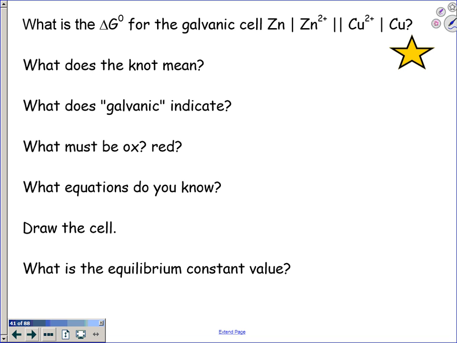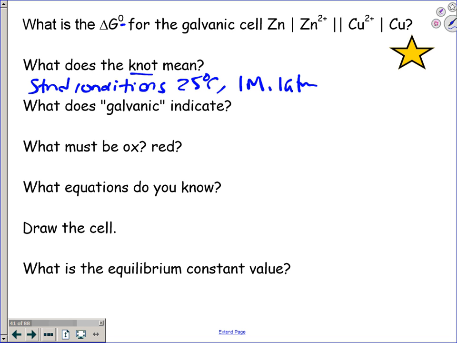All right, come back to me. What does the knot mean right here? What are standard conditions? 25 degrees Celsius, 1 molar solutions if they were aqueous, and 1 atmosphere. What's galvanic mean or indicate? Thermodynamically favorable. And make sure you're also thinking, even if you don't always write it, thermodynamically favorable in the forward direction. What else does it mean?